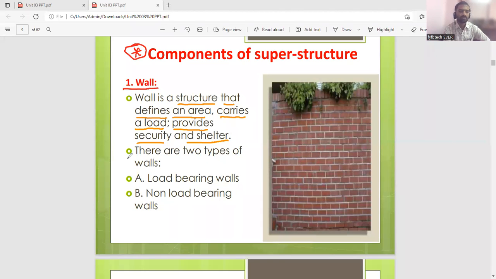Then types of walls, two types of walls. First one, load bearing walls. Second one, non-load bearing walls. Non-load bearing walls are also called framed structures.